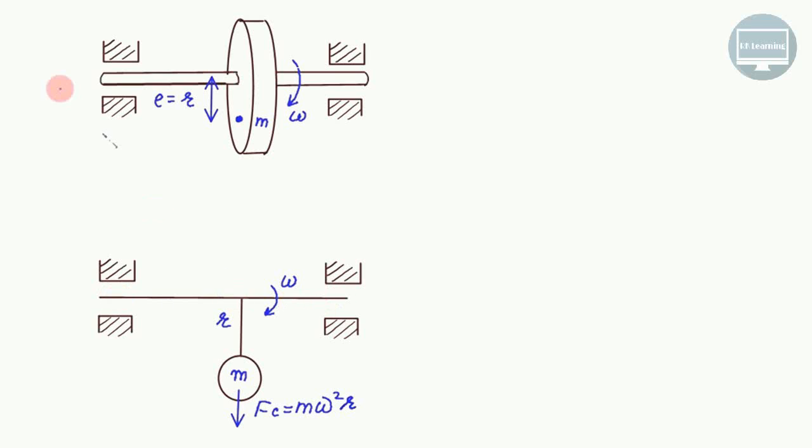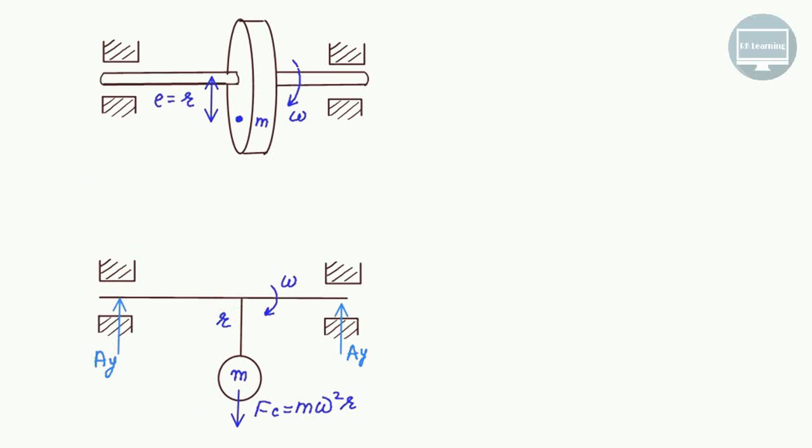Now these two supports will give you two reactions. One reaction will be here and one reaction will be here. Remember, these reactions are not going to be constant. They are variable reactions. Why variable reactions? Because this mass is rotating in this plane. So as the mass rotates, the reaction will also rotate.